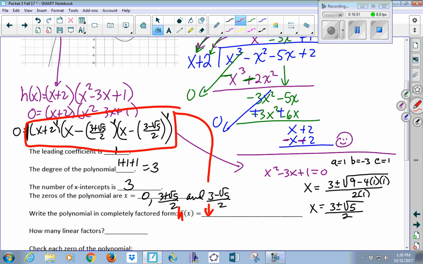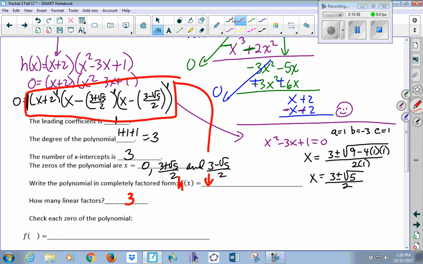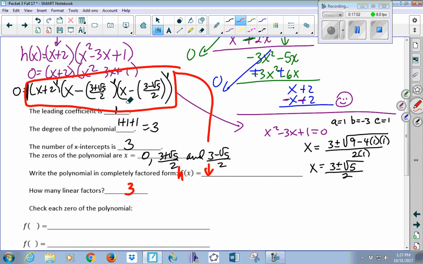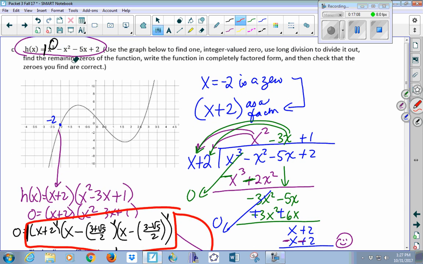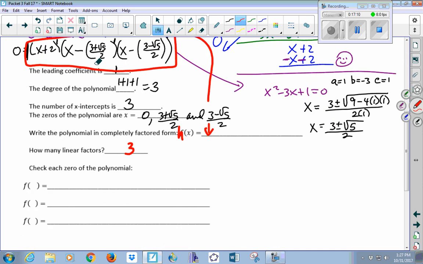And then how many linear factors? Well, we have a degree of 3. We have 3 linear factors. Check each zero of the polynomial. I would consider checking these 2 zeros when you have a cubic polynomial to be an optional challenge. I would put that as optional and as a challenge. So for those of you who like challenges, give it a shot.